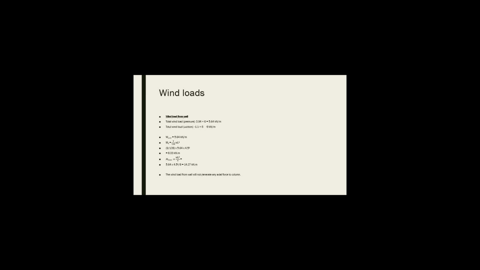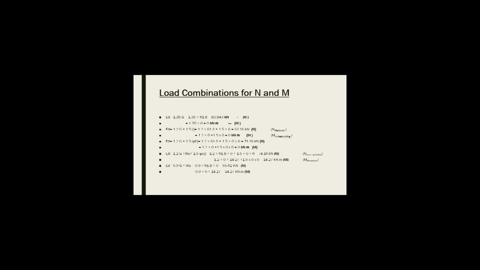Below are the equations and results for the wind loads. The wind load from the wall will not generate any axial force to the column. Load combinations for N and M. Below are all the equations and results for N and M. Case 1 and 2. Case 1, N maximum equals 83.16 kilonewtons and Mx corresponding equals 0. Case 2, Mx maximum equals 14.27 kilonewton meters and N corresponding equals 74.16 kilonewtons.